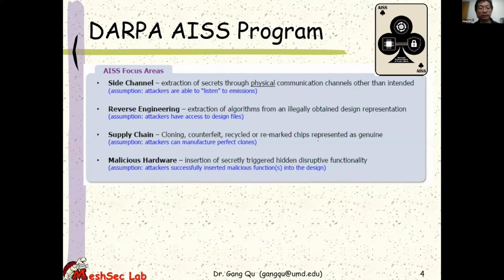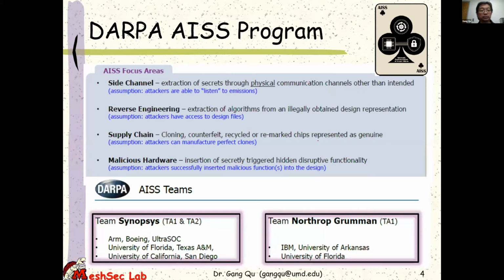DARPA actually has 2 teams working on this project. The first team is led by Synopsys, with a couple of other companies, Boeing and Ultrasonic, which are 2 leading IP providers. Also involved are the University of Florida, Mark and his friends, Texas A&M, and the University of California, San Diego, so 3 universities. The other team is led by Northrop Grumman, with IBM, University of Arkansas, and University of Florida involved. They are only working on TA1.